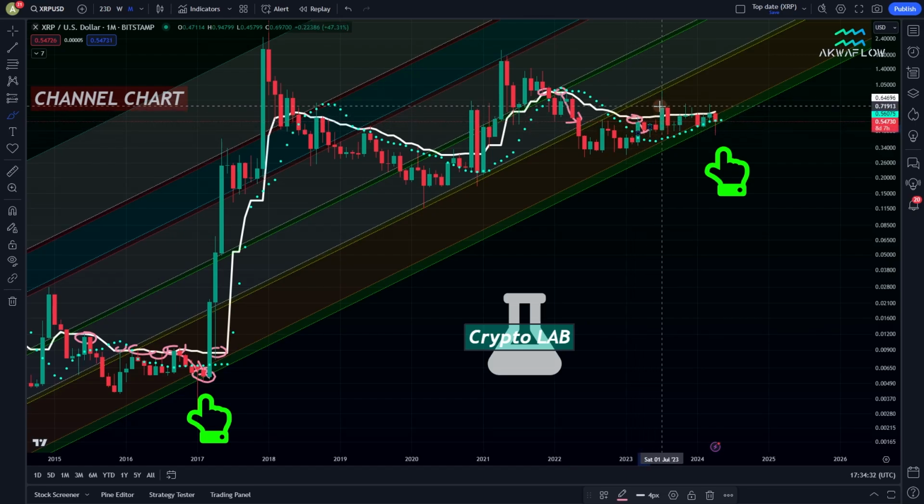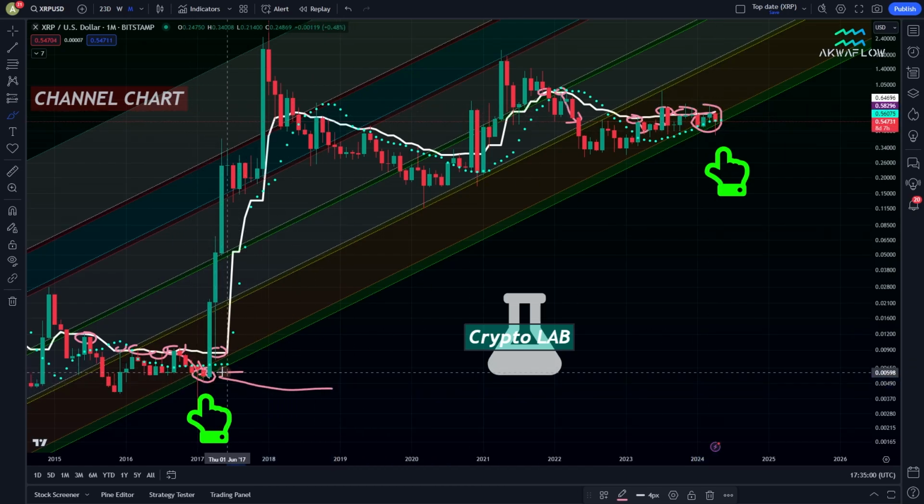Here we pierced it, we even closed above it, but we have no full candle body closing above the line, meaning that it was still a resistance, and we closed with the next candle below it, right? Then we went up again, but we couldn't close above it. We got rejected again and again and again. And now we are in the green zone, exactly the same way we were in the zone here.